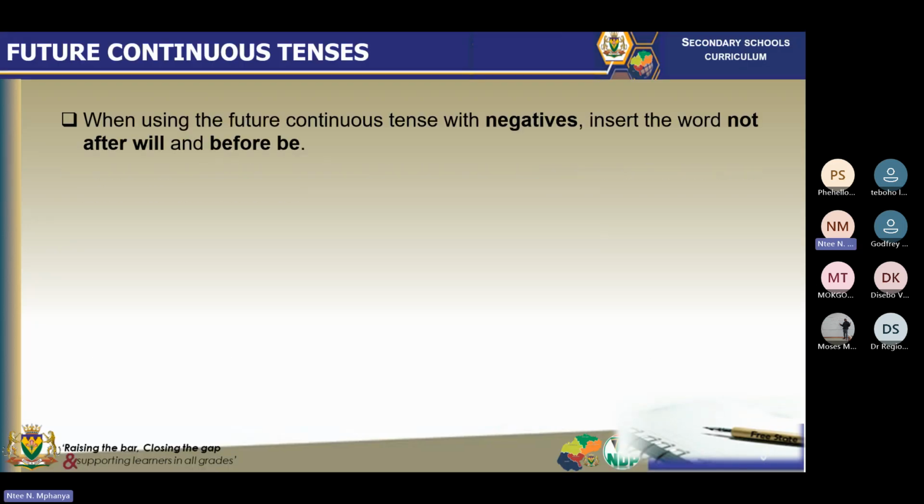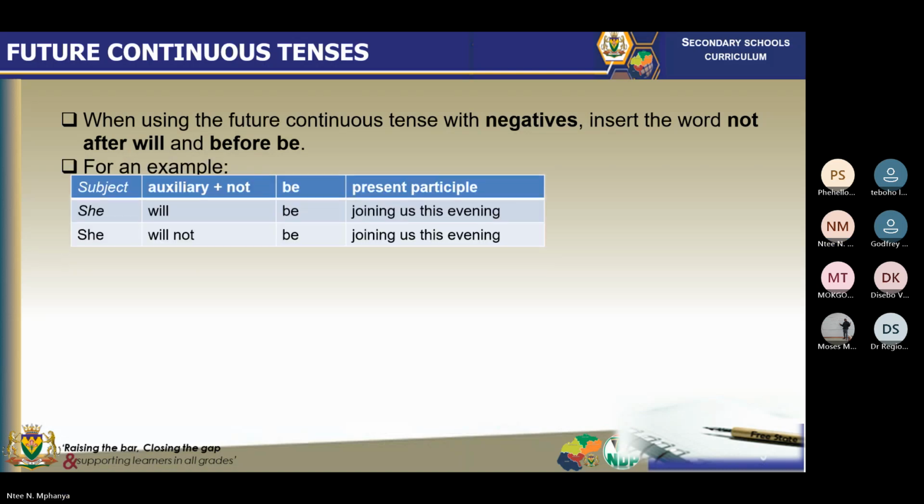When using the future continuous tense with negatives, we must insert the word not after will and before be. For example, she will be joining us this evening. Let us negate this statement. Remember, when we negate, we use not. She will not be joining us this evening.